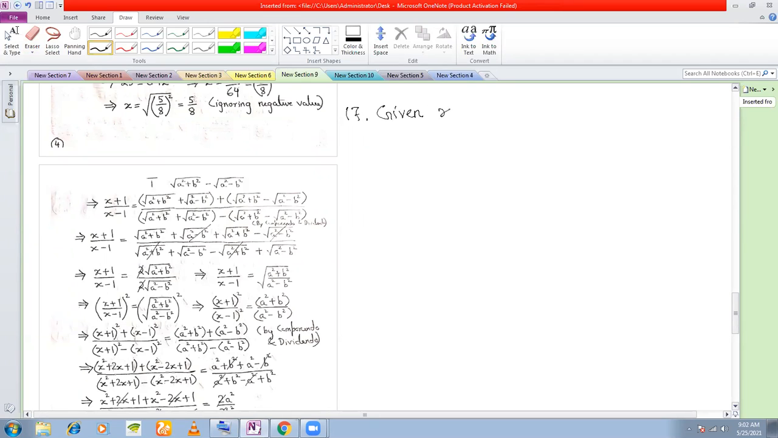x is equal to square root a square plus b square plus root a square minus b square divided by root a square plus b square minus root a square minus b square. Use componendo and dividendo to prove that. Now they have given you use componendo and dividendo in the question, but it may not be given.